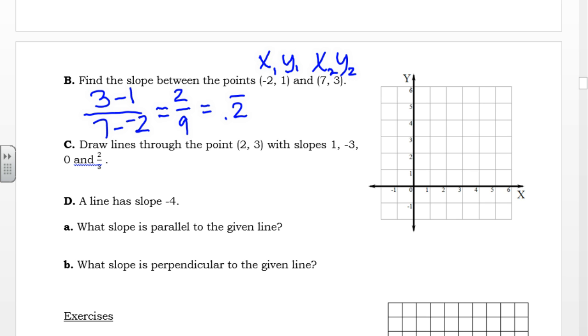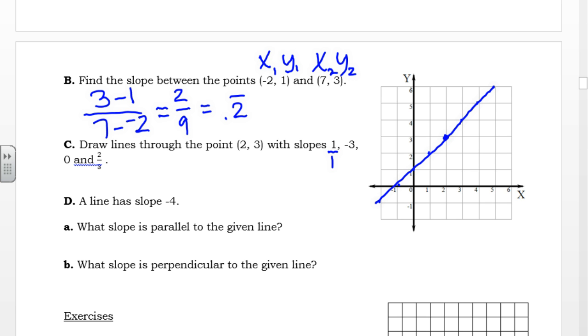Letter C says draw lines through the point 2, 3 with slopes 1, -3, 0, and 2/3. This is going to be kind of a crowded exercise, but 2 over and 3 up tells me that every one of my lines is going through that point. A slope of 1 means we're going to go up 1 over 1. Every time it's a whole number, you can always put it over 1 to show you the rise and the run. So rise 1, run 1, rise 1, run 1. And I can do the same going backwards just to kind of see where the line goes. So this is that first one.